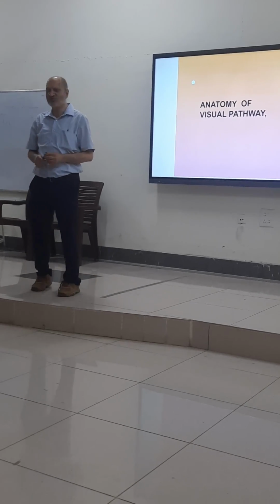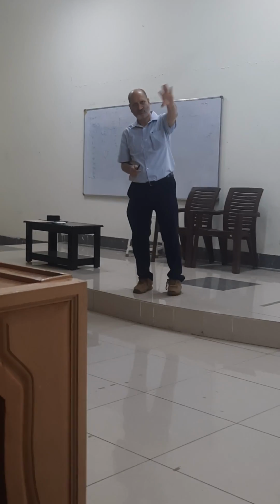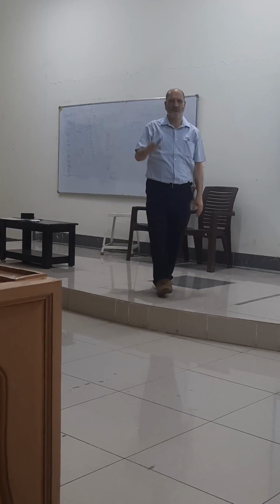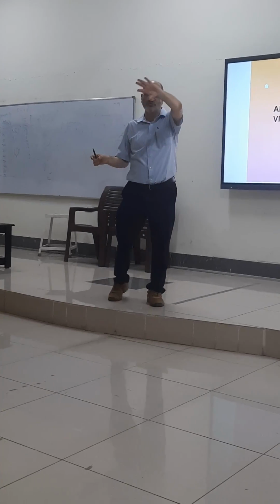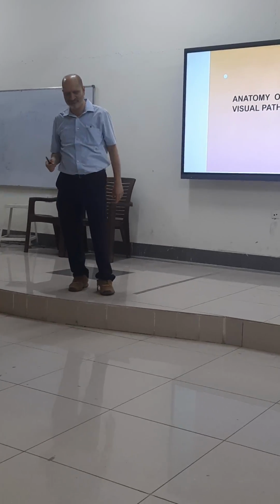Why are bipolar cells called bipolar? Because they have two processes, one axon and one dendrite. One is towards the photoreceptor and one towards the ganglion cell. You understand? That's why they are called bipolar.